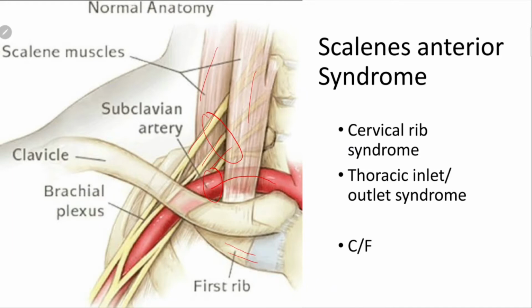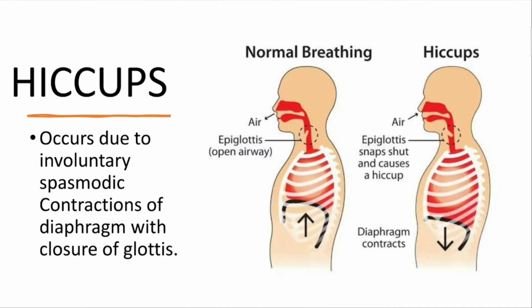Moving on to the inferior thoracic aperture, we have the diaphragm. First we will see the hiccups. They occur due to involuntary spasmodic contractions of the diaphragm accompanied by closure of the glottis. Now hiccups normally occur after eating or drinking as a result of gastric irritation. The pathological causes of hiccups include diaphragmatic irritation, phrenic nerve irritation, hysteria and uremia.